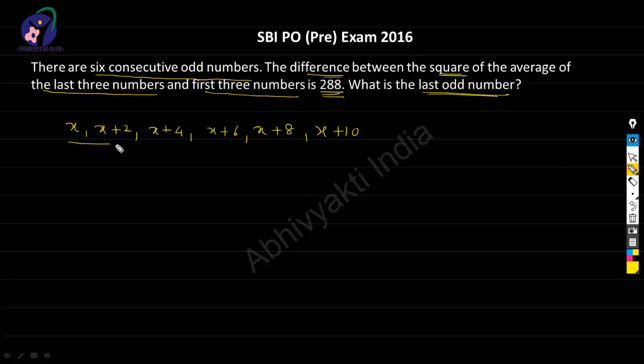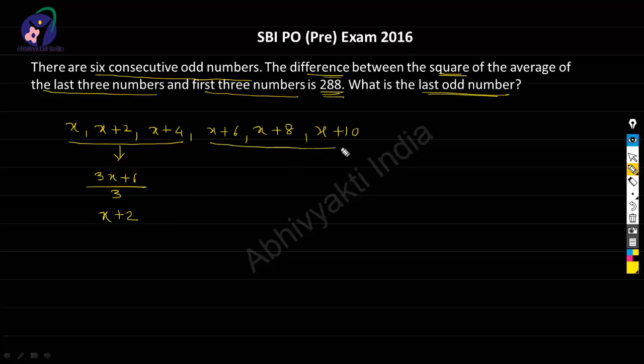And the average of the first 3 numbers will be (x plus x plus x plus 6) upon 3, that is 3x plus 6 upon 3. Take out 3 as a common factor, 3 will get cancelled and you will get x plus 2.